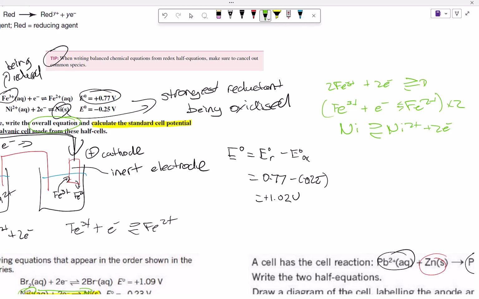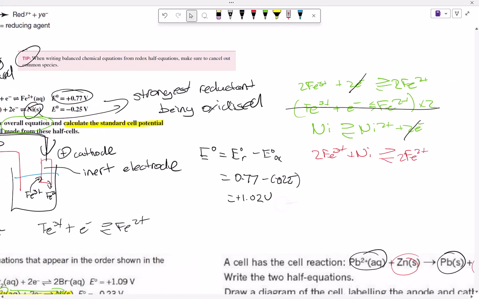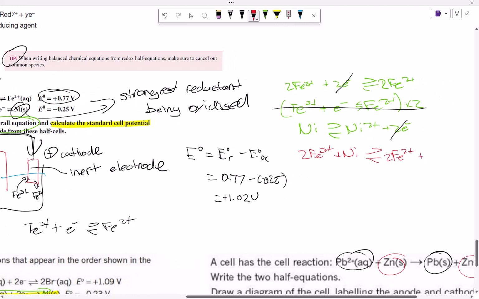So now let me just cancel for a moment. Got that, got rid of that. So now what I'm left with as the overall equation here is 2Fe3+ plus nickel would give me 2Fe2+ plus Ni2+. This would be aqueous, solid, aqueous. Okay, all right, that's it for this section.